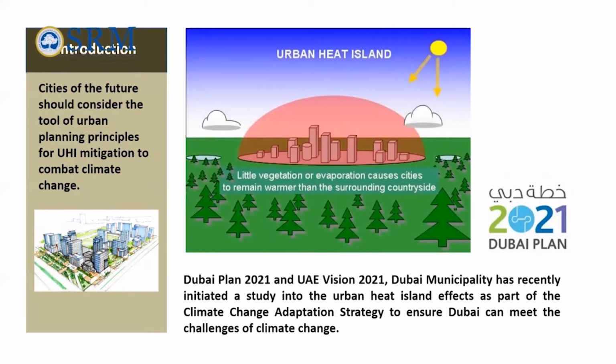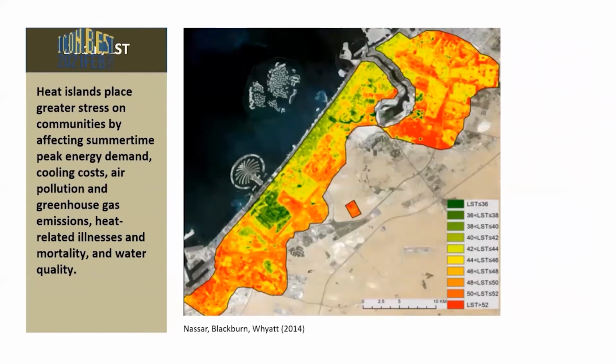The research is aligned with the Dubai Plan 2021 and the UAE's Vision 2021. The local authority, the Dubai Municipality, has recently initiated a study into the urban heat island effect as part of the climate change strategy to ensure Dubai can meet the challenges of climate change. Heat islands place greater stress on communities by affecting summertime peak energy demand, which means cooling costs, air pollution, greenhouse gas emissions, related illness, mortality, and water quality.